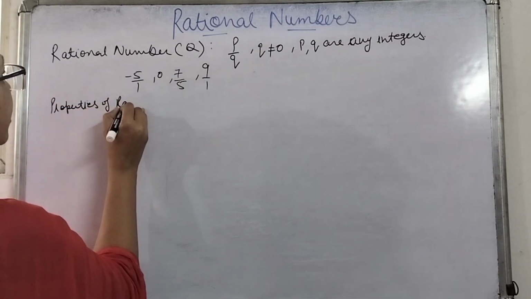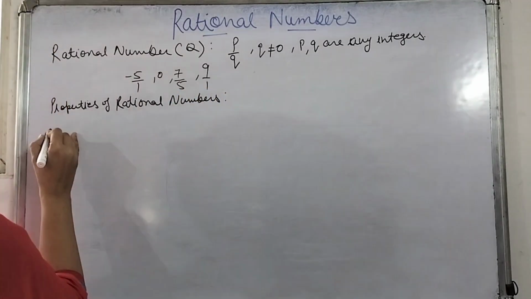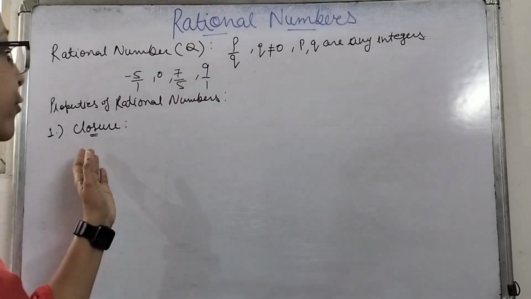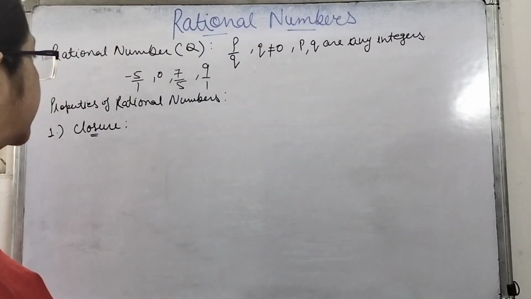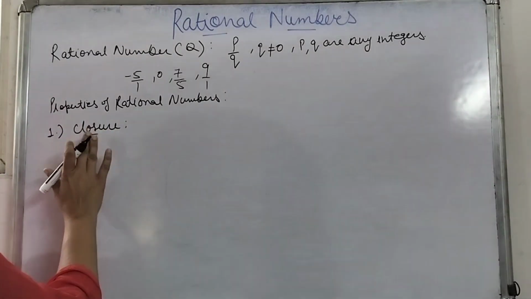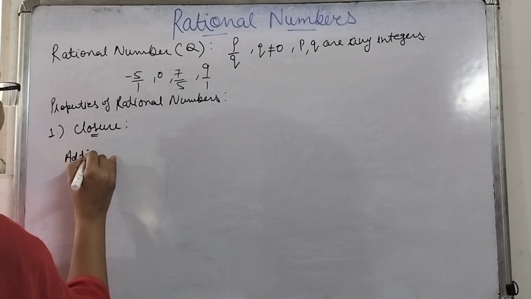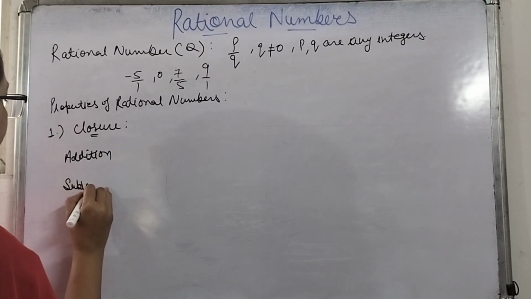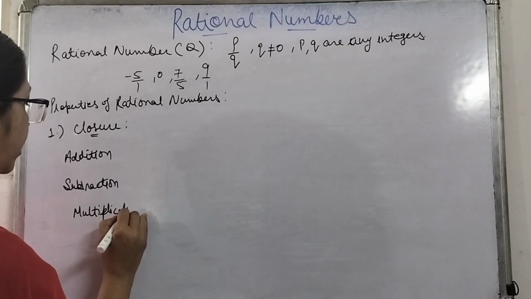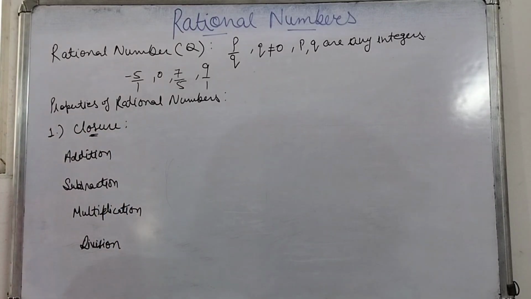Properties of rational numbers. First of all, we will be seeing the first property, that is the closure property. We have learned the closure property for whole numbers and even for integers in our previous classes. Here we will be learning this closure property for rational numbers. So we will be checking the closure property for all the four operations, that is addition, subtraction, multiplication, and division.